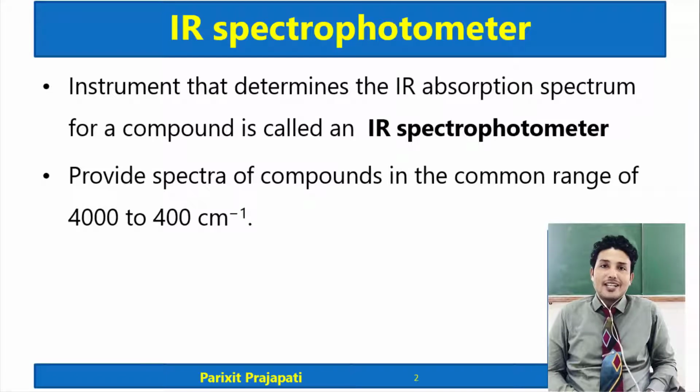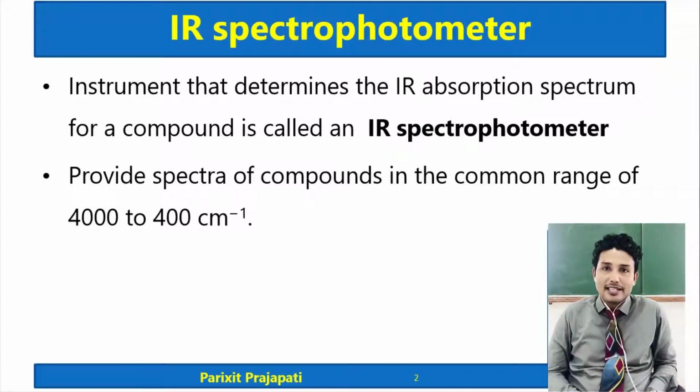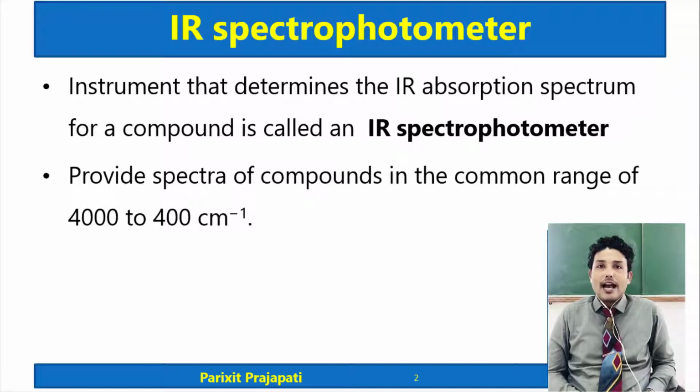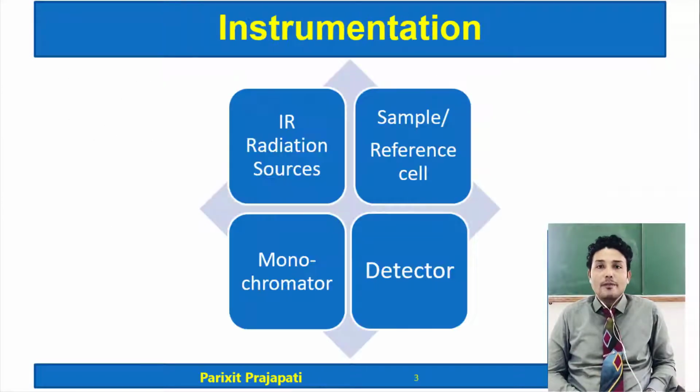First of all, what is IR spectrophotometer? IR spectrophotometer is the instrument that records or determines the IR absorption spectrum of a given compound, and it provides spectra of the compound in the range of 4000 to 400 centimeter inverse, or reciprocal of the centimeter. So that is IR spectrophotometer.